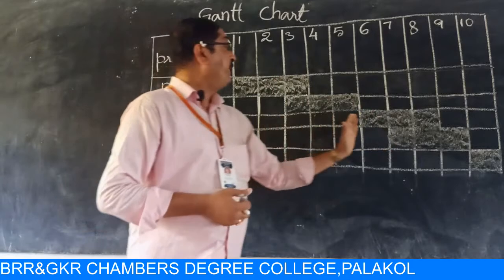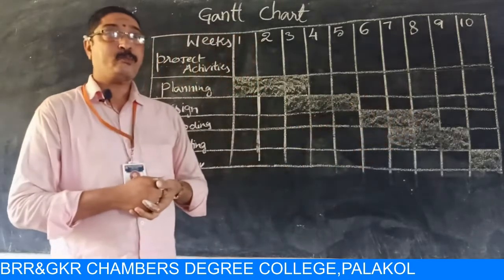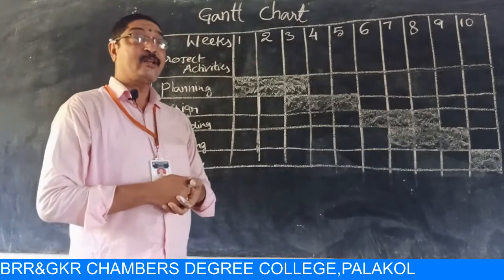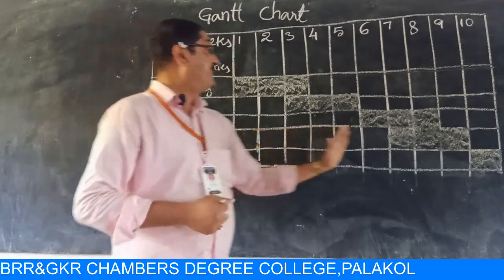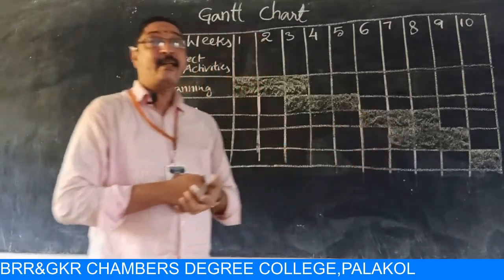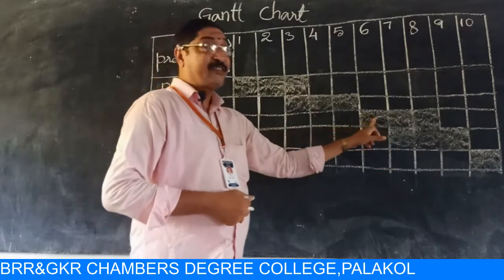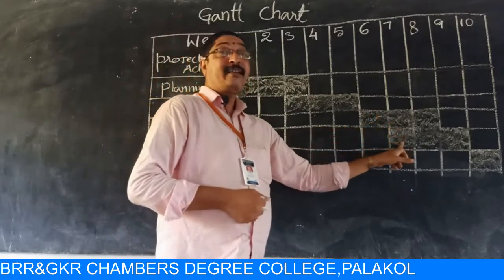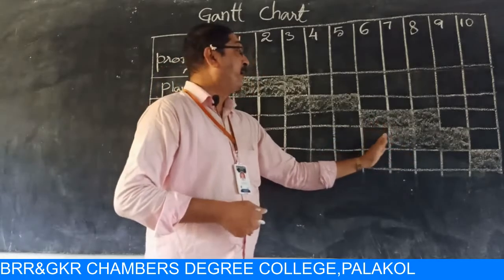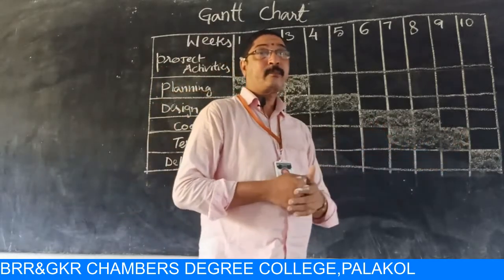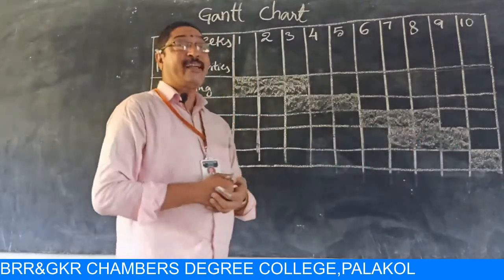Okay, now the coding is planned for 6, 7, 8 weeks. In these 3 weeks, coding will be performed. At the same time, in the 7th week, testing started. It means the coded work from the 6th week will be tested in the 7th week. So already completed coding will be continuously tested. So for testing, we allotted 7, 8, 9 weeks.